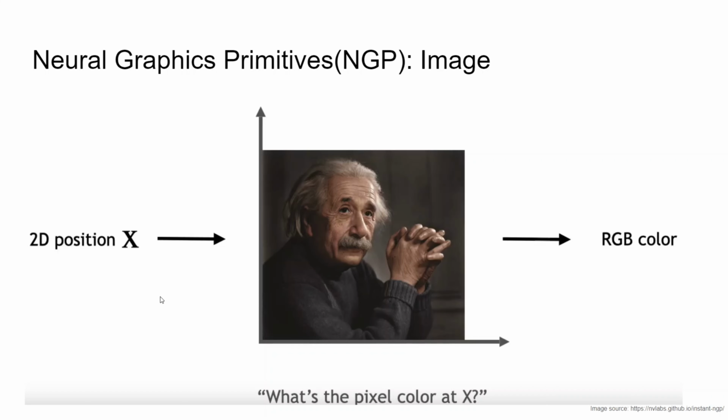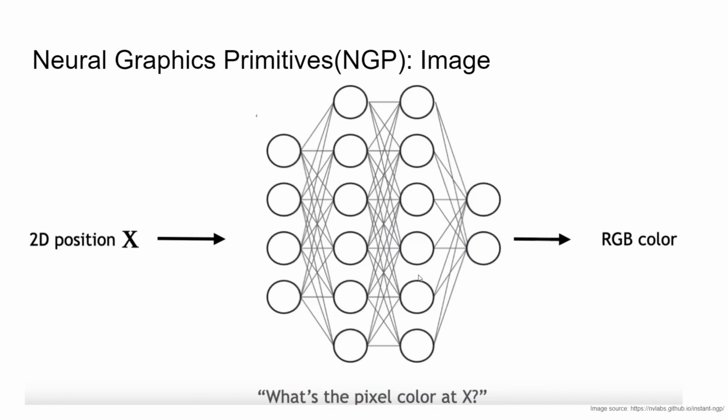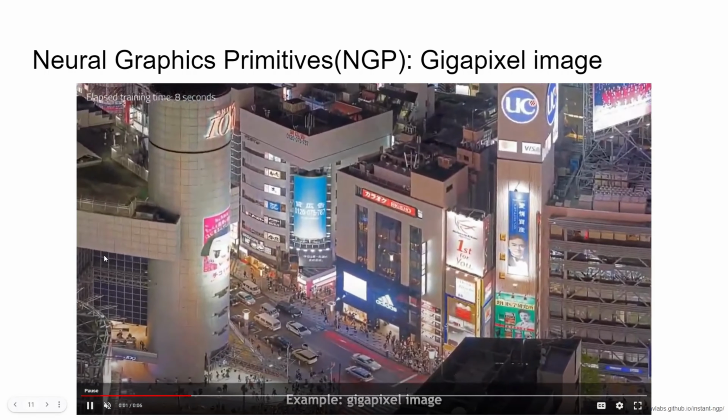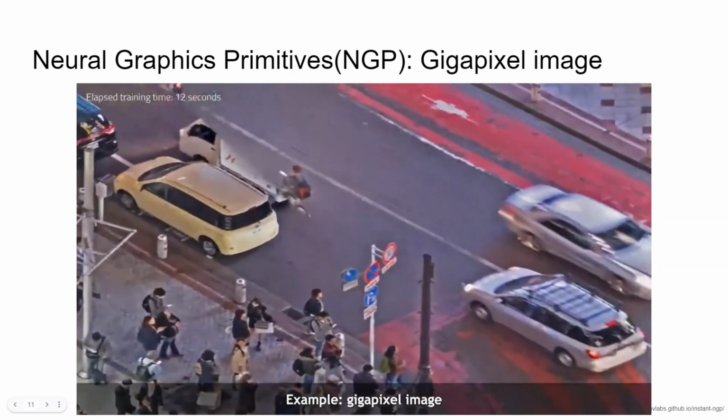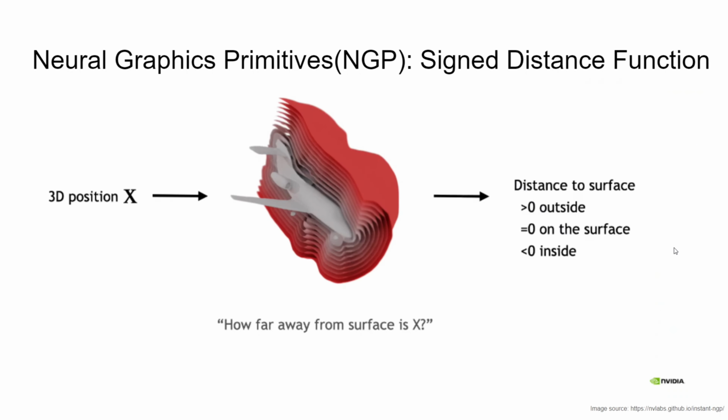The most basic example is an image. One way to think about an image is that it takes in 2D pixel locations and outputs RGB color. You can use a neural network in place of an actual image with the same input-output for sure. It's not that interesting if it's just a regular image, but if we have a gigapixel image, replacing it with a neural network can potentially save space while maintaining the image quality.